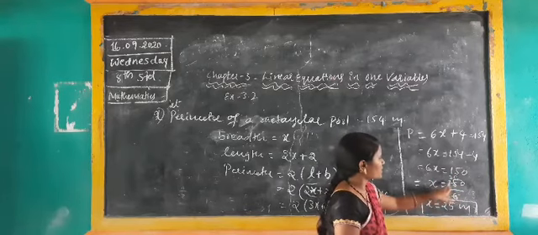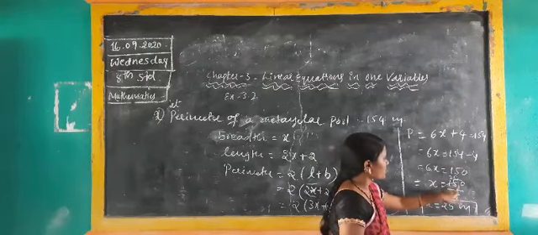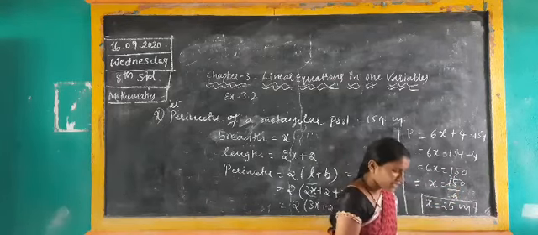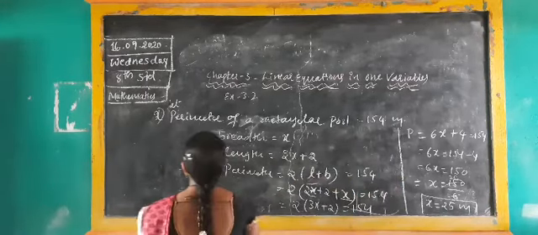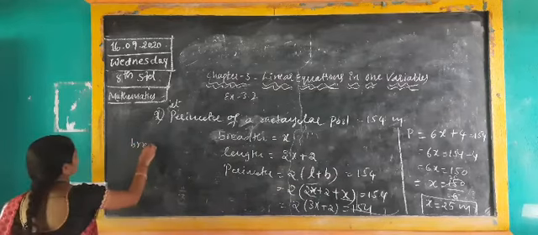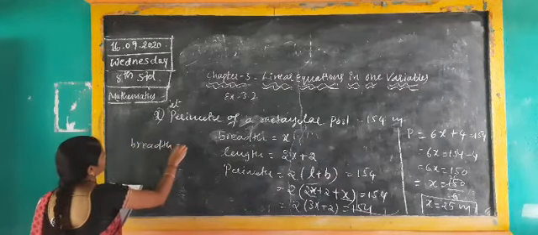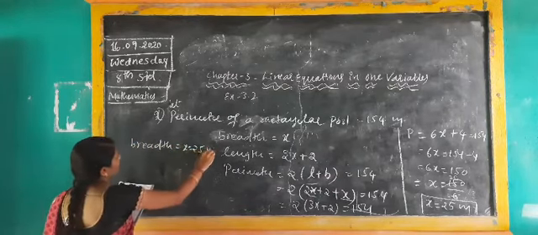150 by 6, 6 2s are 12. You will get 36 by 30. X value should be 25 meter. Means here breadth is 25 meter. Write down, breadth is equal to, breadth means what? x. Yes or no? Breadth is equal to x is equal to 25 meter.